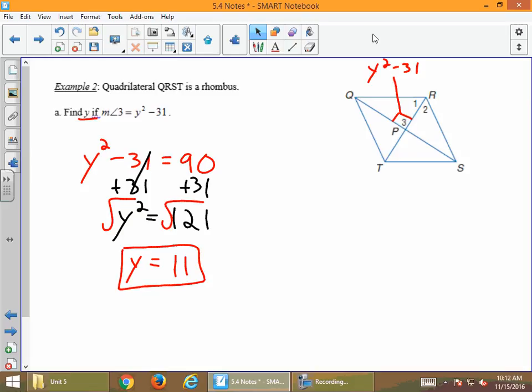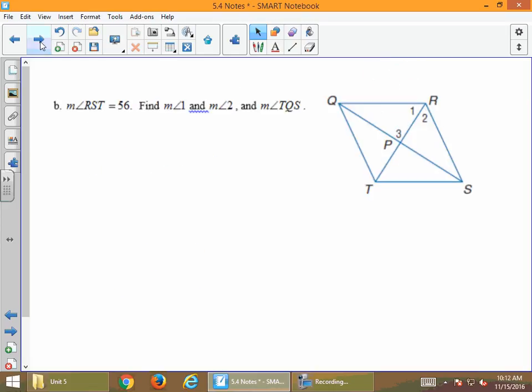Moving on to number 3. You guys ready to move on? You guys are taking this in stride. Good job. Number B. So the measure of RST is 56. We want to find the measure of angle 1, the measure of angle 2, and the measure of TQS. 3 things? It's unheard of. I'm going to find 3 pieces.